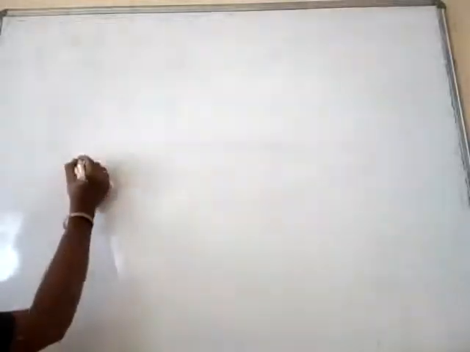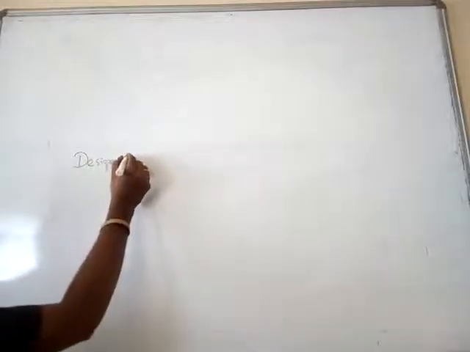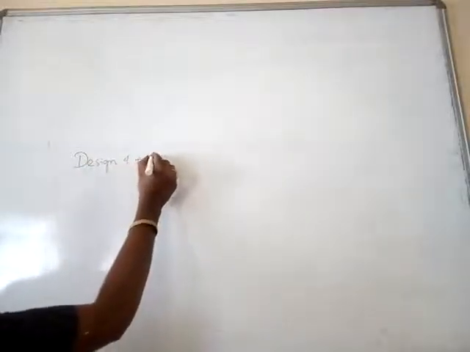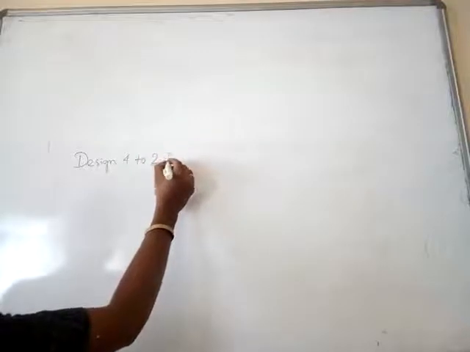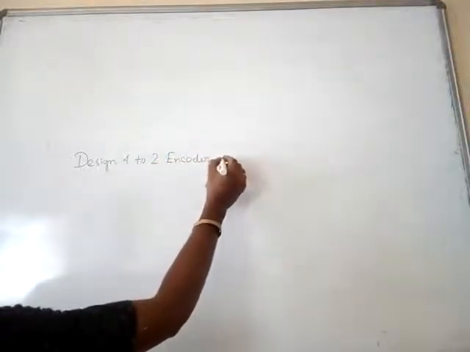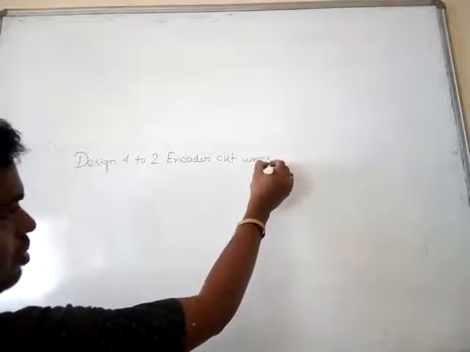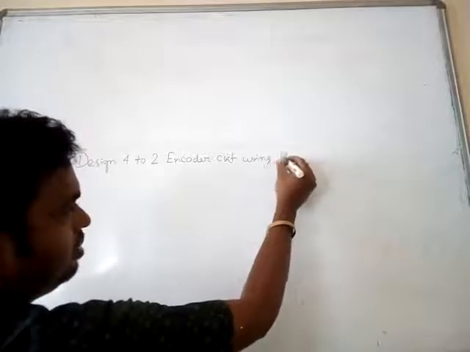Students, this is Digital Electronics Lab. Today the experiment name is Design 4 to 2 encoder circuit using basic gates.